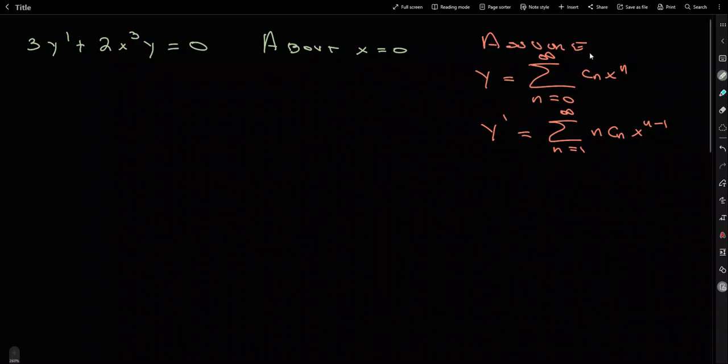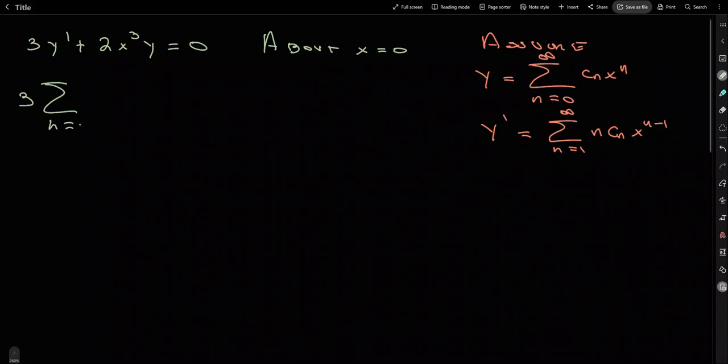All right, so let's assume a solution of the form y equals sigma n equals 0 to infinity of c sub n x to the n. And then the derivative, y prime, equals sigma n equals 1 to infinity of n c sub n x to the n minus 1. So we need to take as many derivatives as appear in the equation. Okay, so in this case, let's substitute the series into the equation.